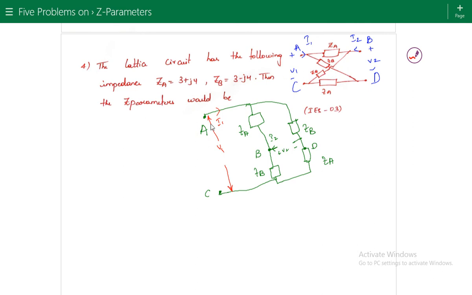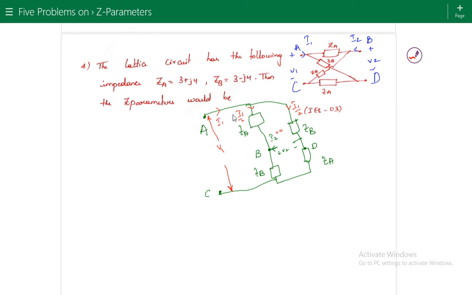So what is the first step? In the first step, we will find the Z parameters for this network by opening port 2. If you open port 2, what is the value of I2 current? You will get the I2 current as 0. Then how does the I1 current divide? I1 current is dividing into I1 by 2 here, and I1 by 2 here. Why are the currents dividing into I1 by 2 and I1 by 2? Because the impedances offered by both branches are the same.